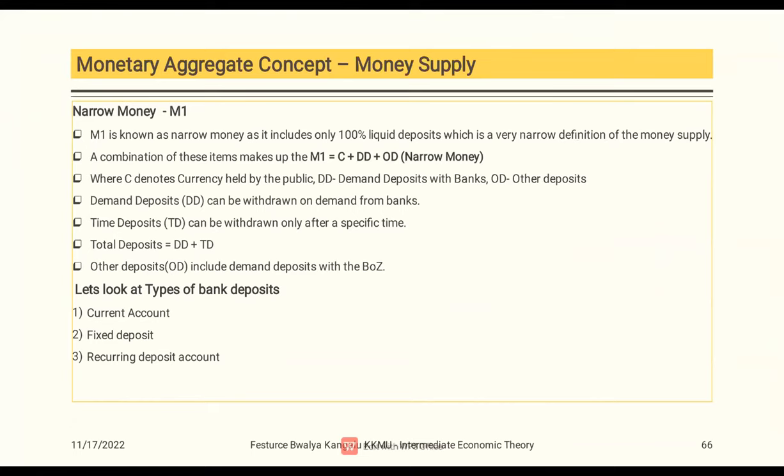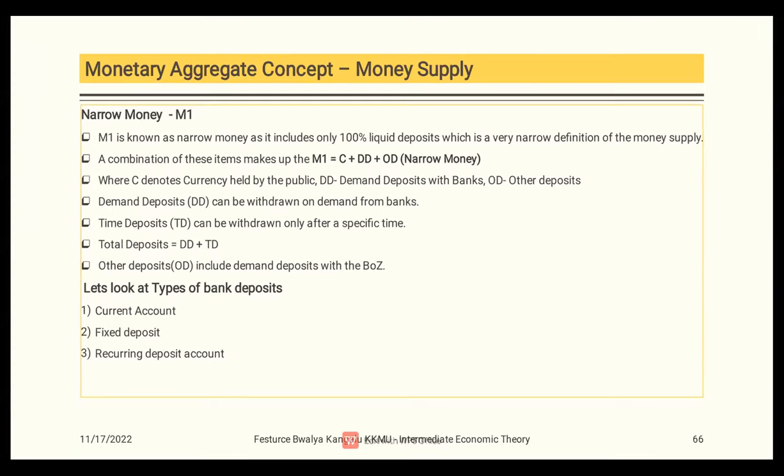How do you now measure money? Money exists in three major forms. First, there is what we call the narrow money, which is money one, M1. This money one is known as the narrow money. It just includes the 100% liquid deposits, which is very narrow in the definition of supply.